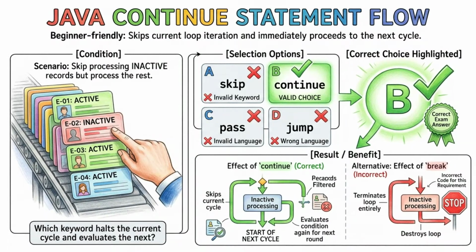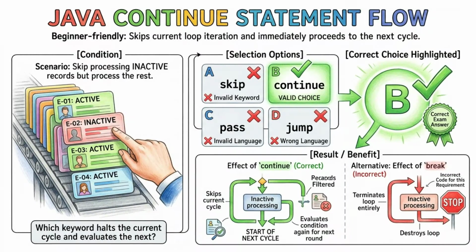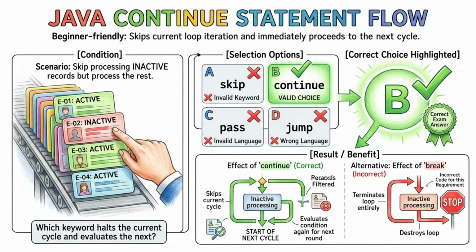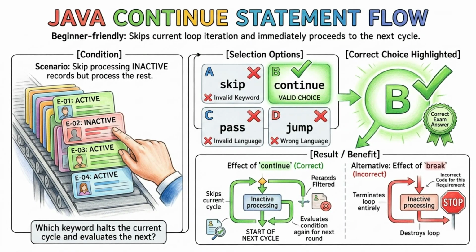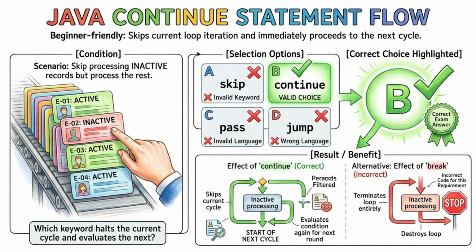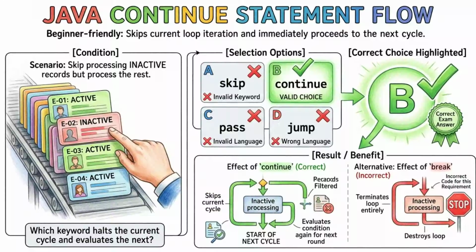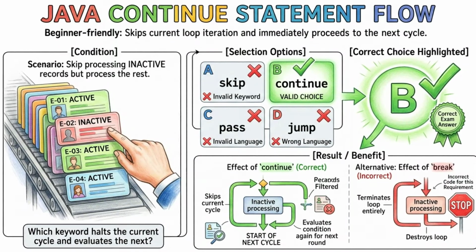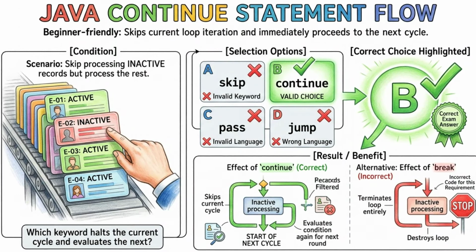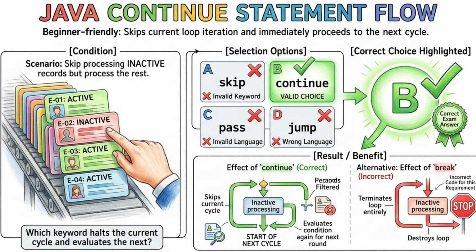Alternatively, what if you are processing a list of employees and you just want to skip over the inactive ones but keep processing everyone else? For this, you use the continue statement. Unlike break, which kills the loop entirely, continue simply halts the current iteration and jumps straight to the next cycle. It is the perfect tool for filtering out unwanted data on the fly.